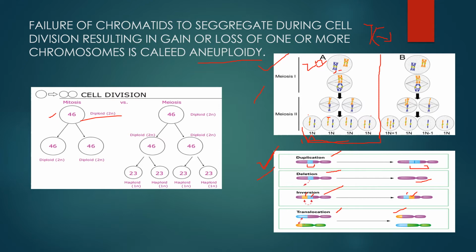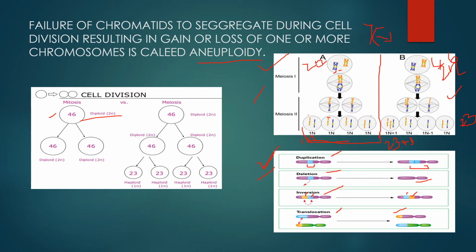Suppose there is an error in the segregation of the chromatids, then this condition will happen. This is the diploid cell, and from it, instead of the haploid 23 chromosomes, one extra chromosome is there, so it has 24. The diploid cell has 46 chromosomes, and the haploid should have 23 chromosomes.